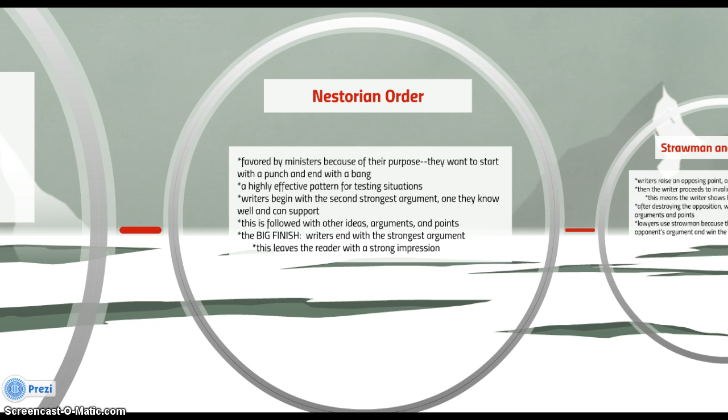Nestorian order works like this. Writers begin with their second strongest argument, one that they know very well and can support. Then you follow this with other ideas, arguments, and points that are not as strong. All of this leads up to the big finish. Using Nestorian order, the writer ends with their strongest argument, because this is going to leave the reader, or in the case of a test situation, the grader, with a strong impression. And this is very important.